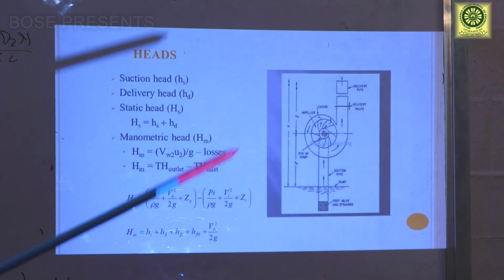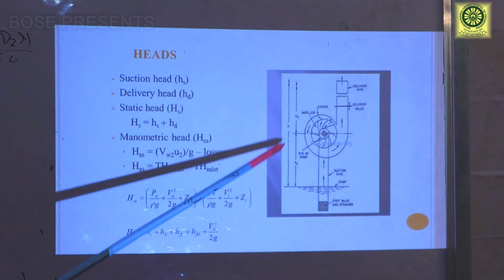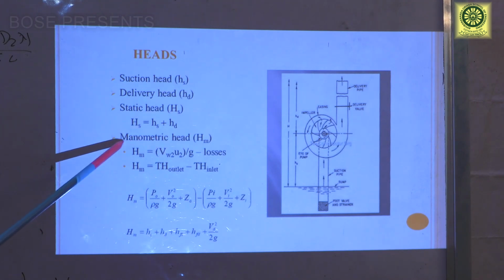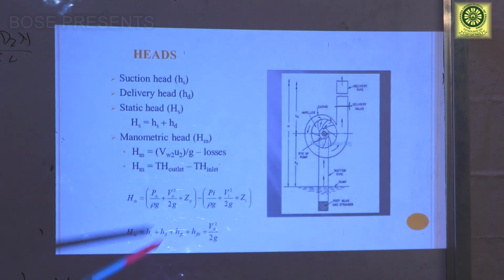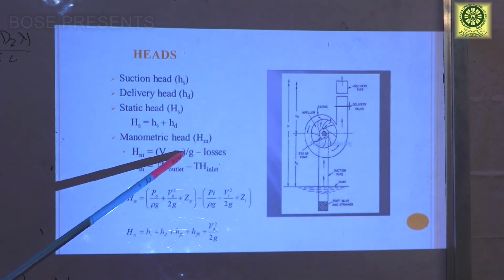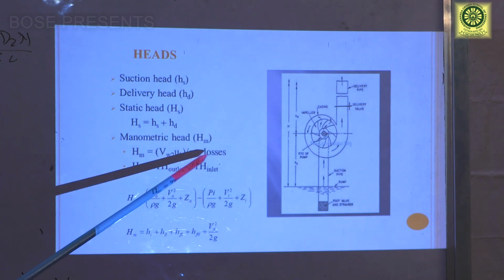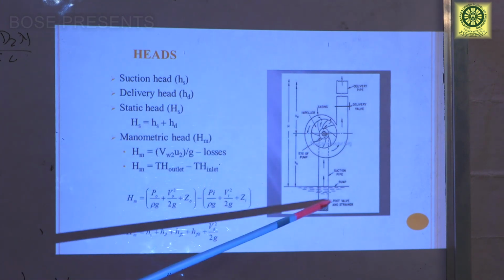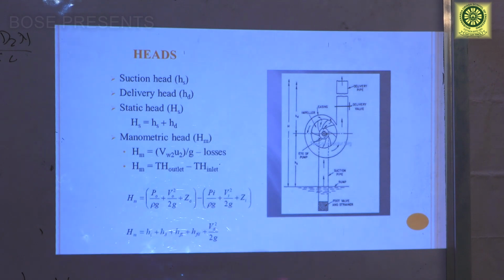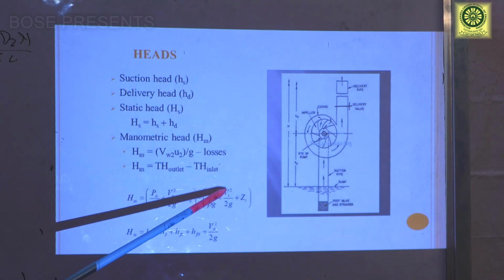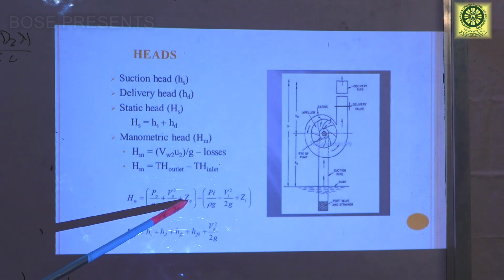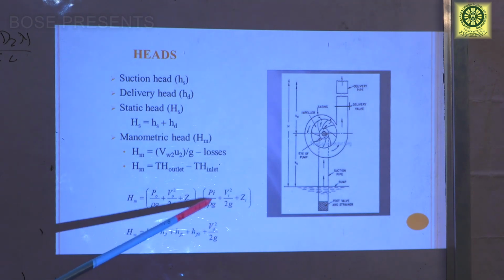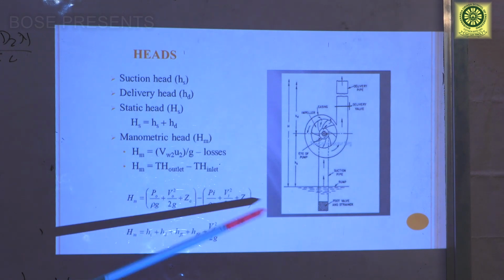So when we consider these losses in the head, we find the manometric head, denoted as the head imparted by the impeller, which we already found over here, that is the actual head minus losses, whatever losses the pump incurred while operating. It can also be denoted as total head at outlet minus total head at inlet. We already know total head at outlet is pressure head plus velocity head plus datum head. Similarly, minus the pressure, velocity and datum head at inlet.